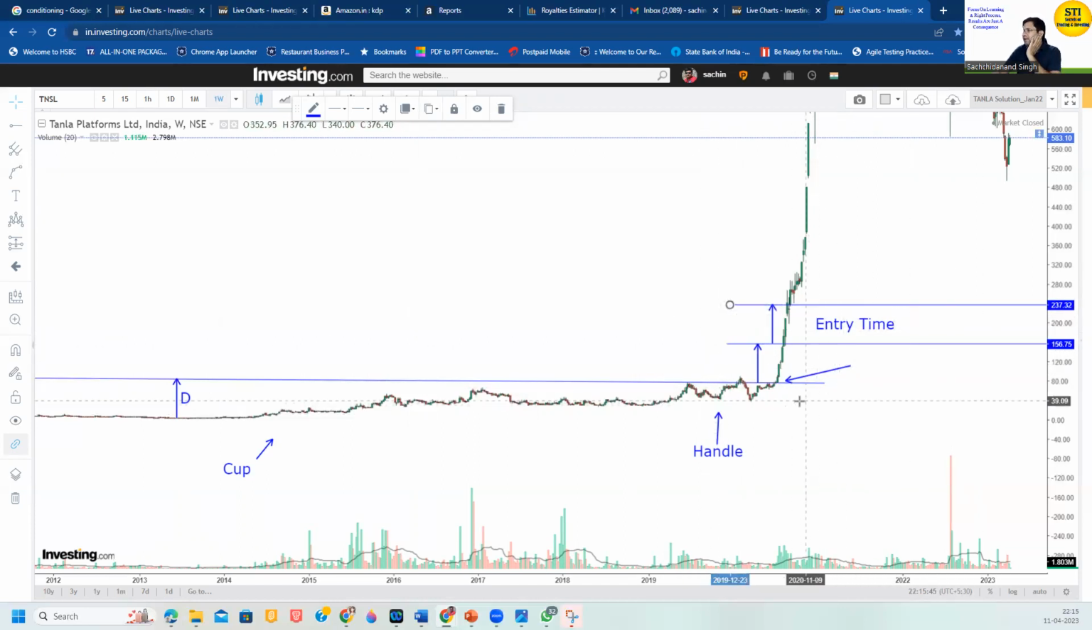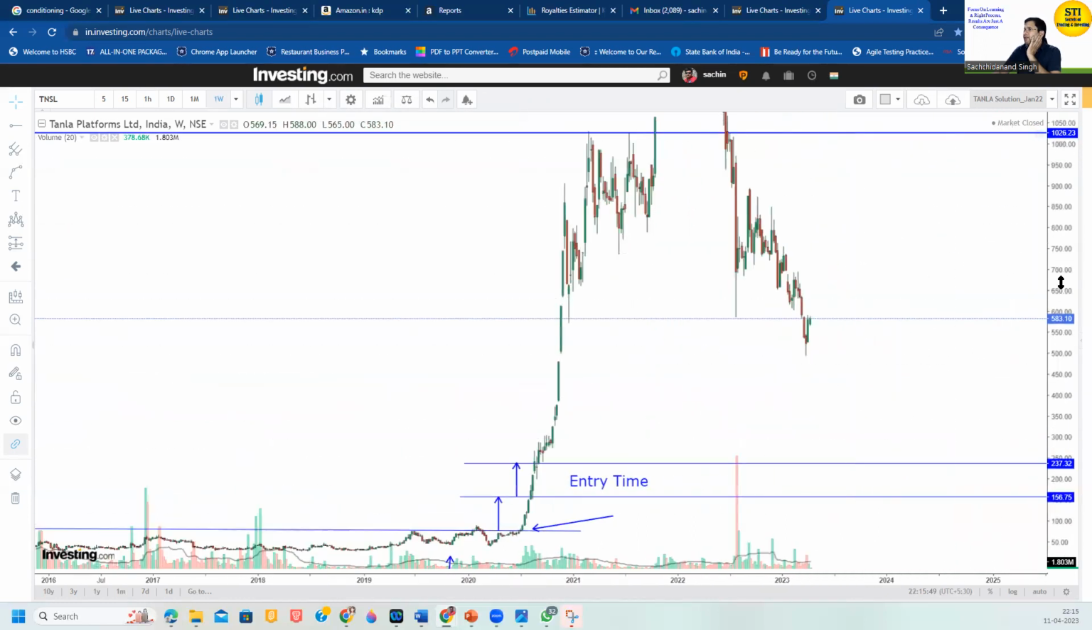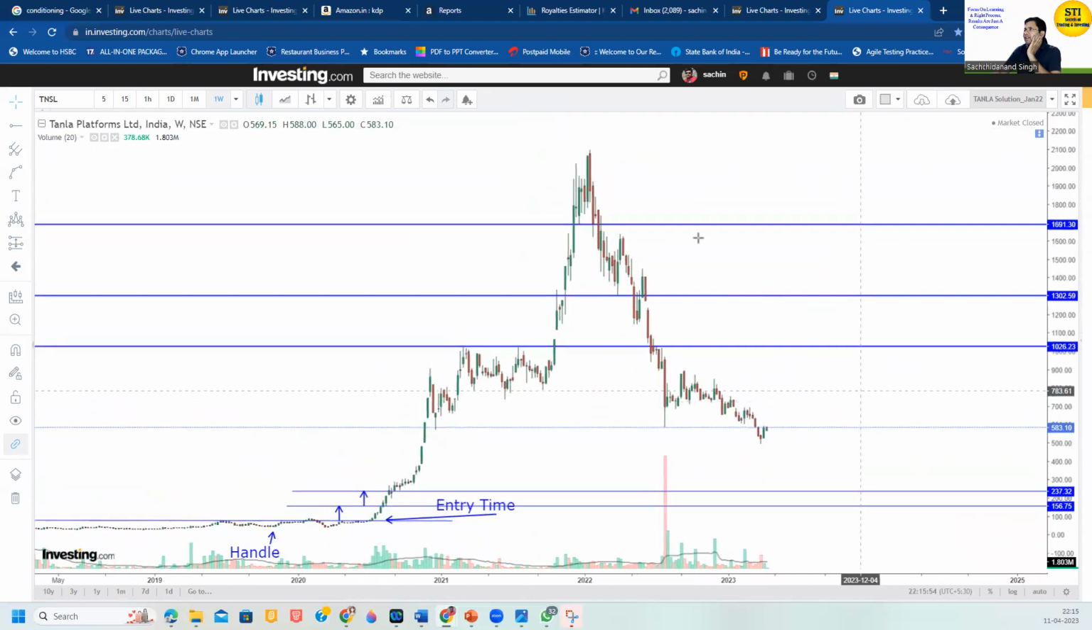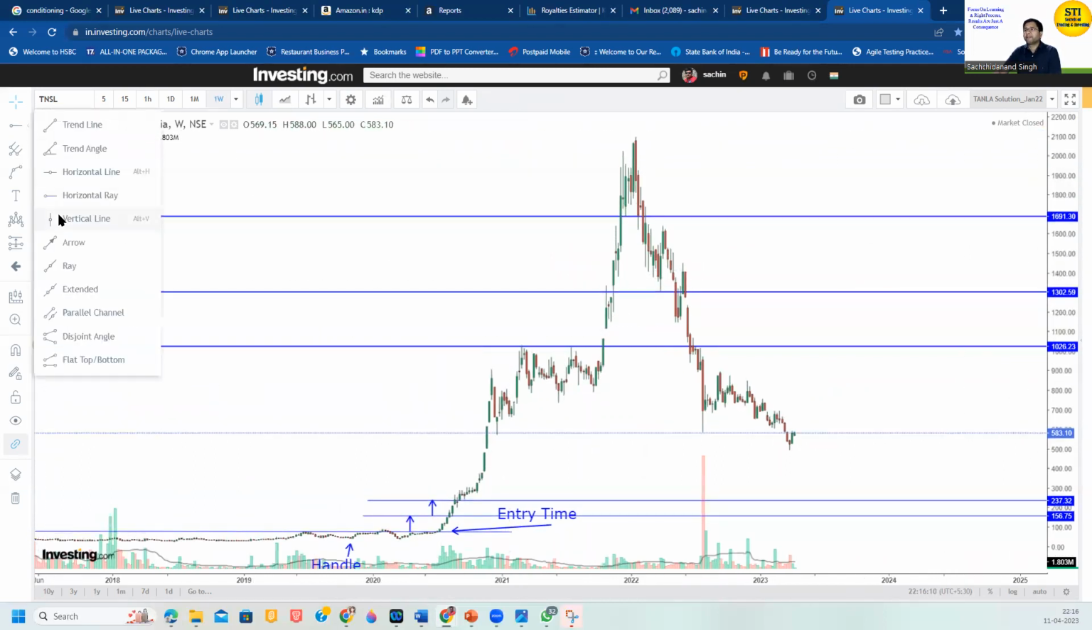In this particular stock, it started from somewhat 50 rupees. And if you look at the power of this particular cup and handle, it went up to 2078 or 2093, so around 2100. So a 50 rupee stock went till 2100, and look at the time frame, how much time it took.